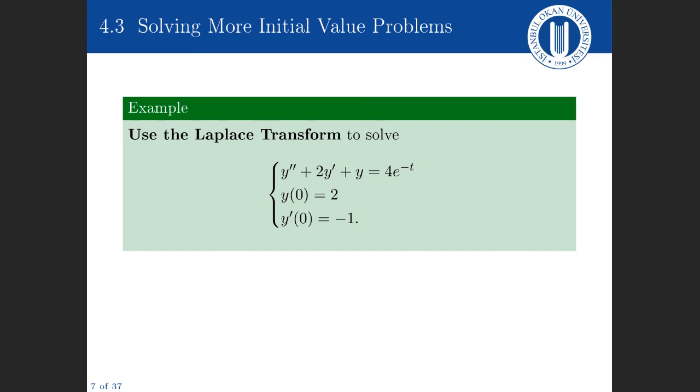Use the Laplace transform to solve y double prime plus 2y prime plus y is equal to 4 e to the power minus t with the initial conditions y of 0 is 2, y prime of 0 is minus 1. What we do is we start with the differential equation and we apply the Laplace transform to each term. Then we're going to use our formulae for the derivative of y and the second derivative of y.